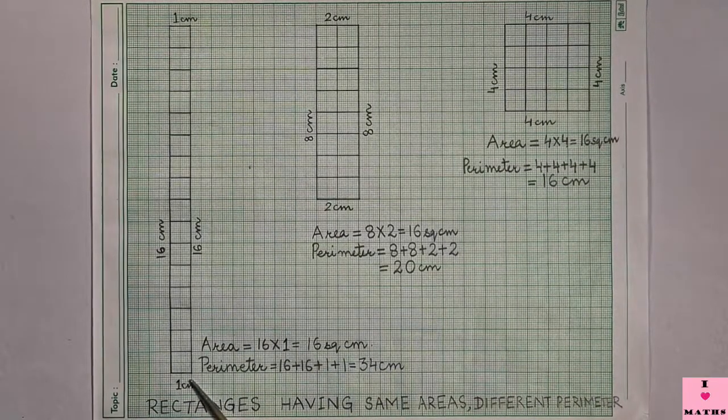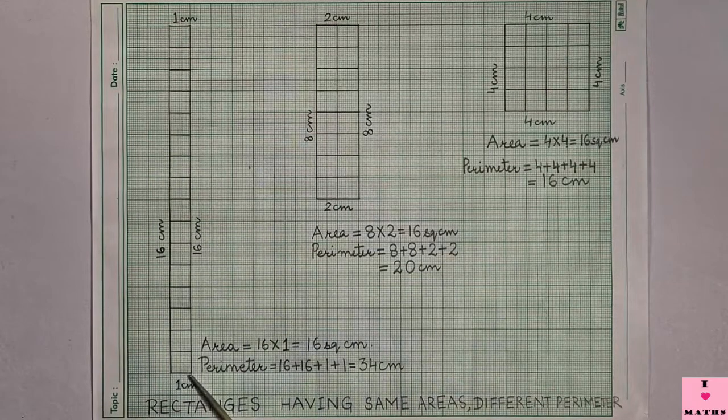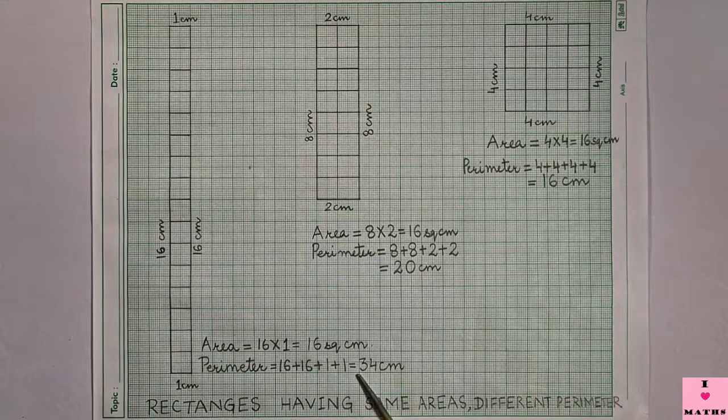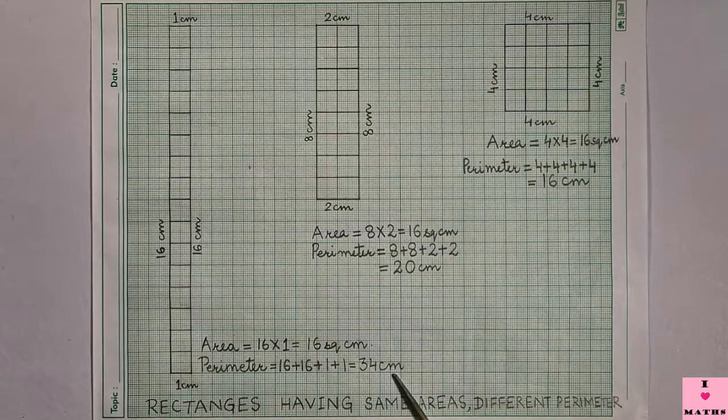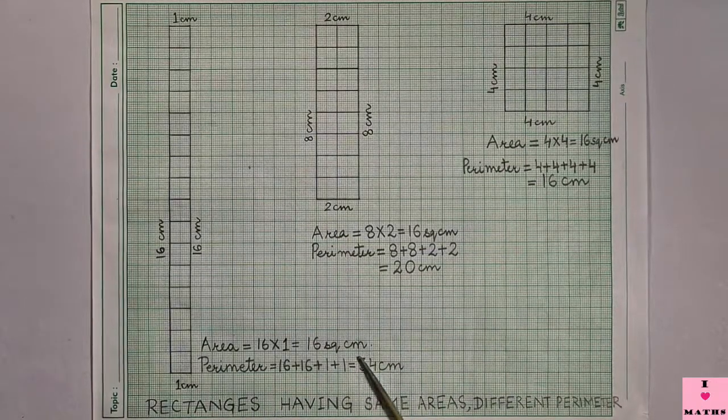Now the perimeter. Perimeter is the total length of the boundary of the rectangle. So the perimeter of this rectangle is equal to 2 lengths plus 2 breadths, which is equal to 16 plus 16 plus 1 plus 1. This is equal to 34 centimeter.